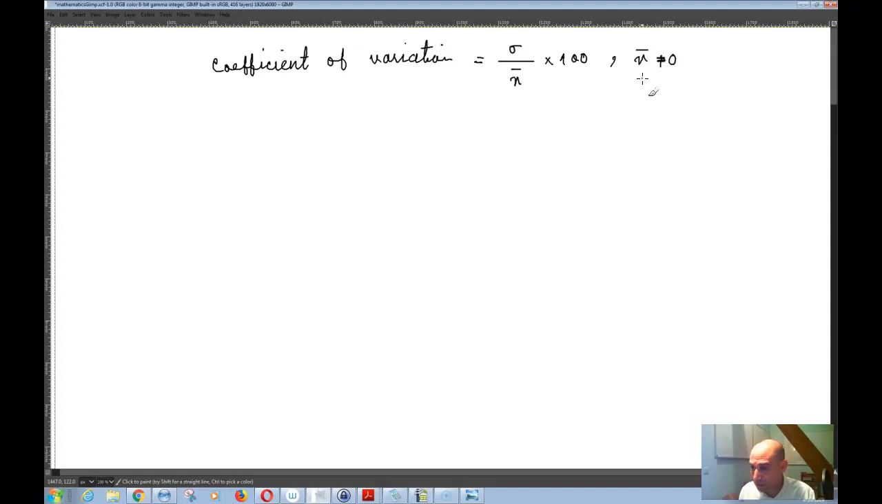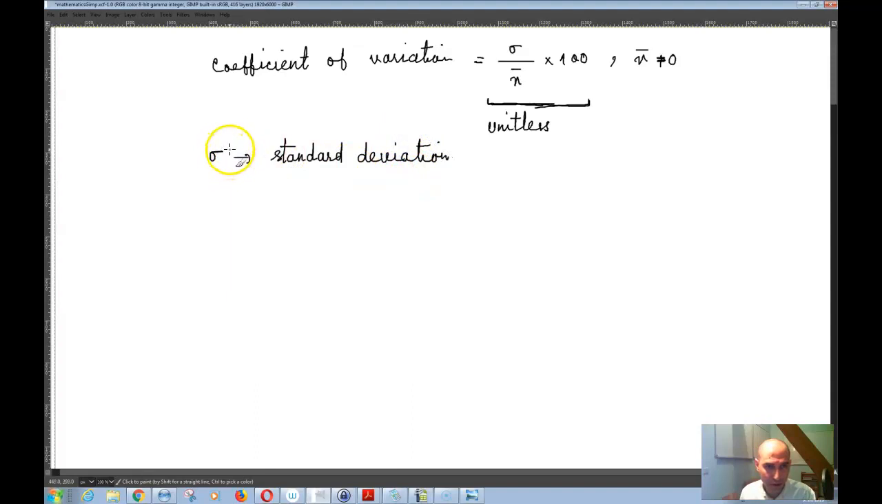This was supposed to be a unitless quantity. And what that means is that, of course, you know that sigma is the same thing as the standard deviation. You get the standard deviation when you have sigma squared and take the square root of that, right?